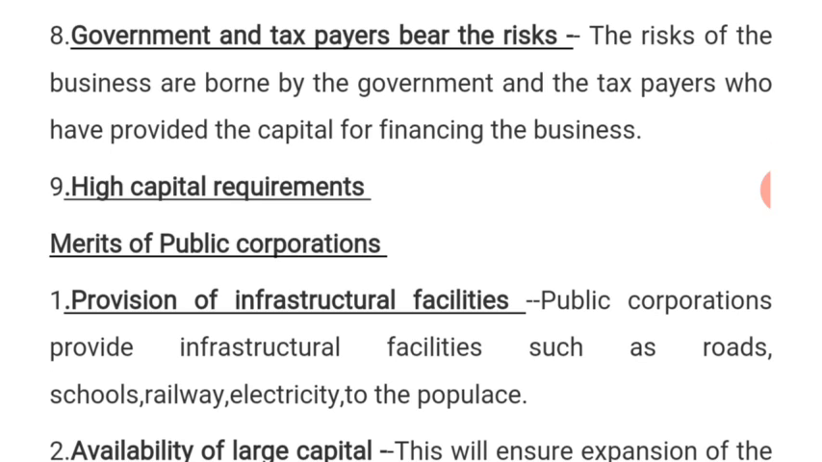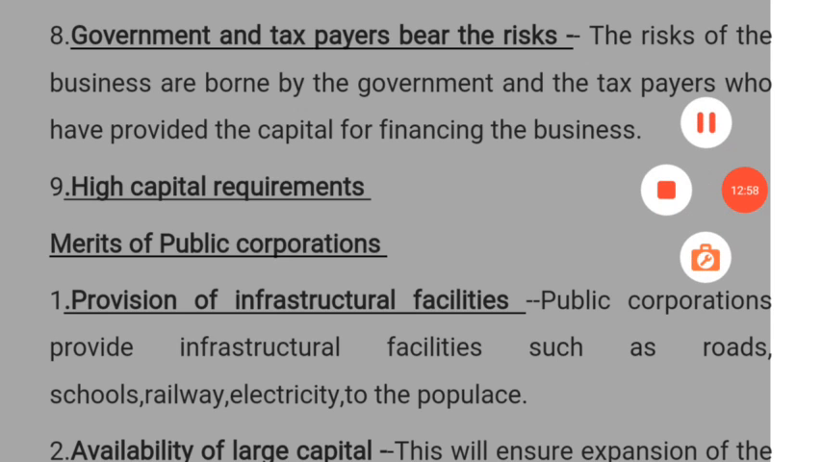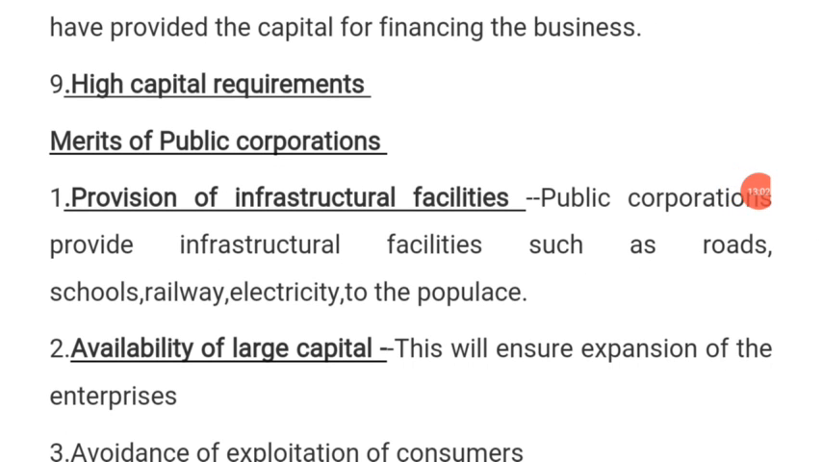So let us now look at the merits or advantages of public corporations. Number 1, provision of infrastructural facilities. Public corporations provide infrastructural facilities such as roads, schools, railways, electricity to the populace. When we look at the services that public corporations are rendering, they are infrastructural facilities. They are basic to the economy, and the economy cannot do without them, for example, electricity services and good roads. So government has established these corporations just to cater for the rendering of these facilities to society.